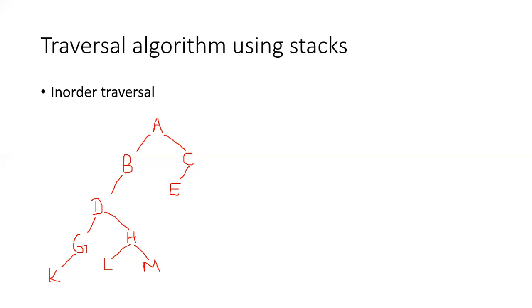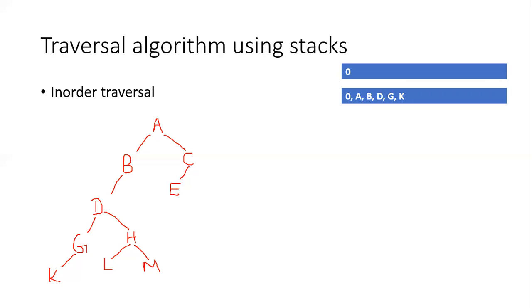Okay, so as usual, what do we do? First, we load the null value onto the stack, that is 0 here for our theoretical discussion. Then, starting from the root node, all the nodes in the leftmost subtree will be loaded onto the stack. Please understand that they are not yet processed here; it is just given as detail over here. So we have loaded A onto the stack, B, D, G, and K.